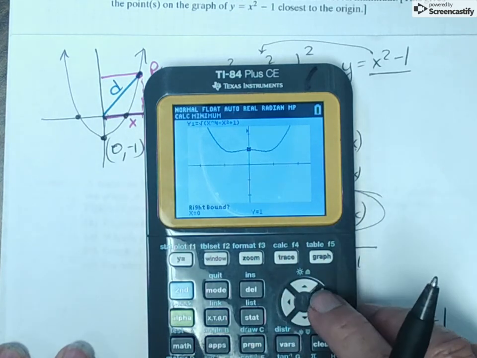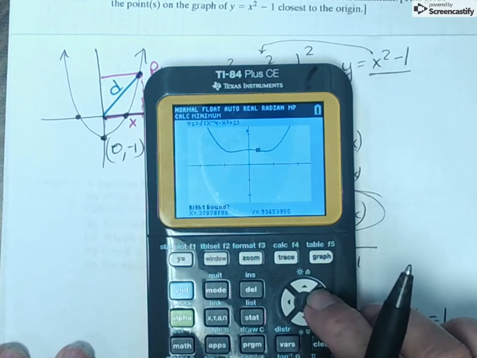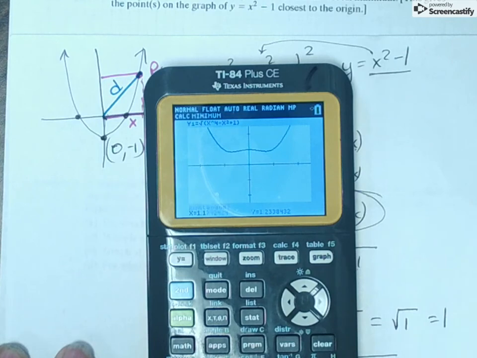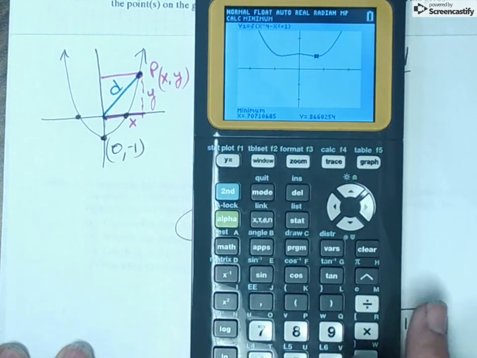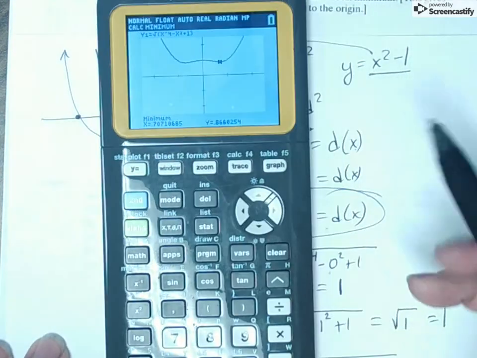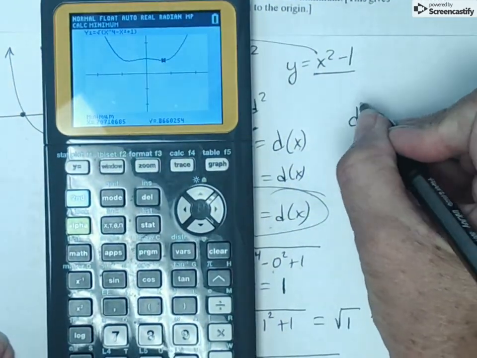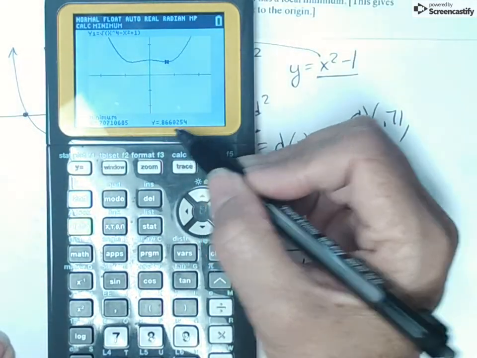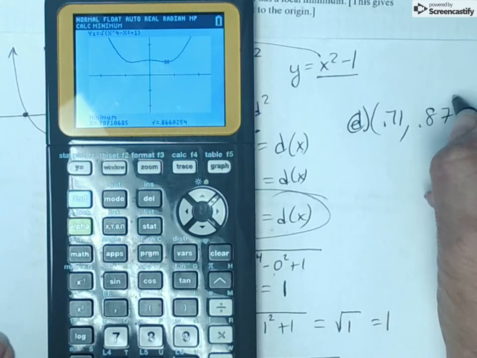Press enter. Now it wants the right boundary. So I've got to move the cursor to the right of the minimum and enter. And then I'm not guessing, so I'm just hitting enter. So my coordinate, rounded to 2 places, is 0.71. Let's write this over here. Oops, this is E. 0.71, and the value is 0.87.